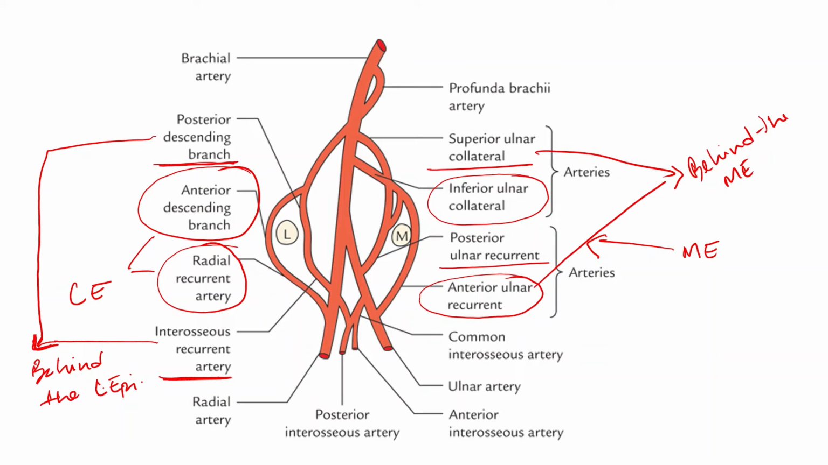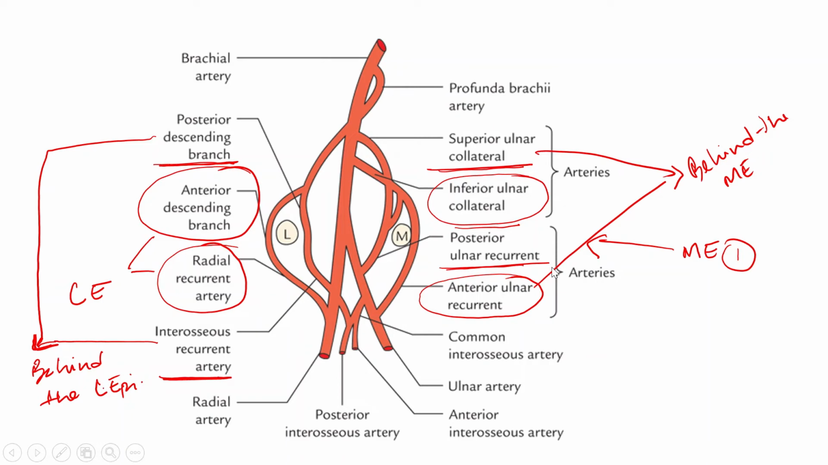So I repeat the anastomosis at all the four sides. At the first, that is the anastomosis in front of the medial epicondyle, is seen to occur between the anterior ulnar recurrent branch of the ulnar artery and the inferior ulnar collateral branch of the brachial artery. Behind the medial epicondyle, the anastomosis is seen to occur between the superior ulnar collateral branch of the brachial artery from above and the posterior ulnar recurrent branch of the ulnar artery from below.